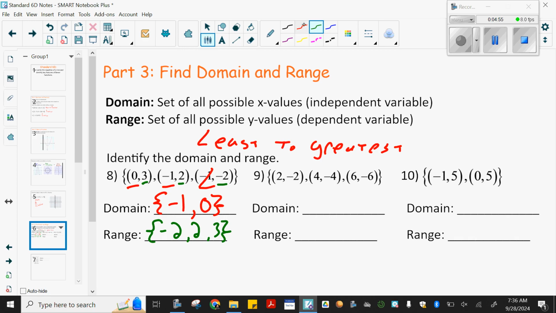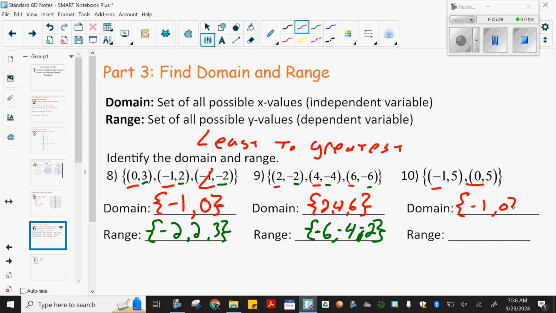Do it again. X values 2, 4, 6. Y values, negative 2, negative 4, negative 6, least to greatest. Please remember to include all the bits. It's an easy thing to get right. Bracket. X values, negative 1 and 0.